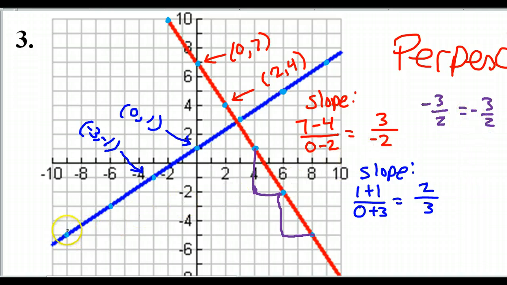For the blue line, because I'm always trying to do rise and then run, I would have done up 2, right 3. That's positive 2 over positive 3. So that would have looked like this, positive 2 over positive 3. So either way I would have gotten the same slope as we did by the calculations, negative 3 over 2 and positive 2 over 3.